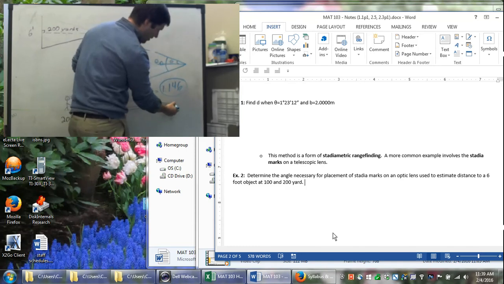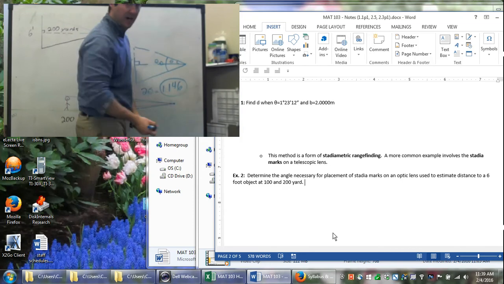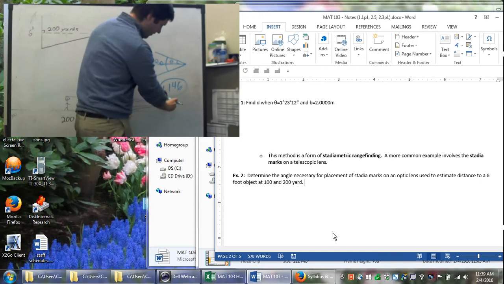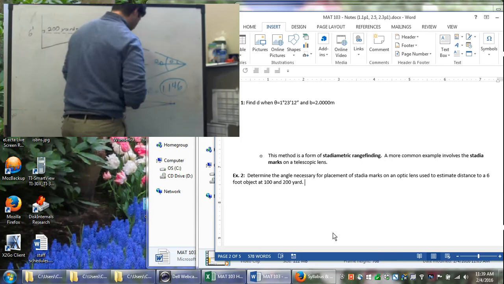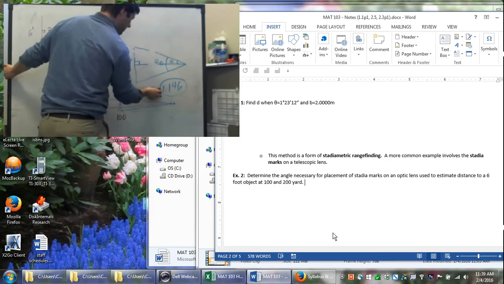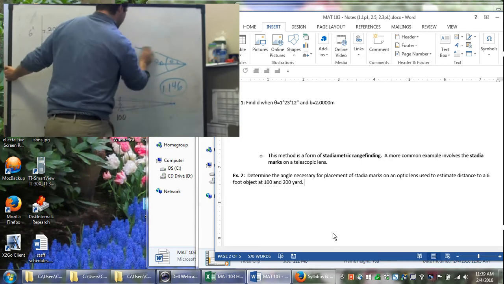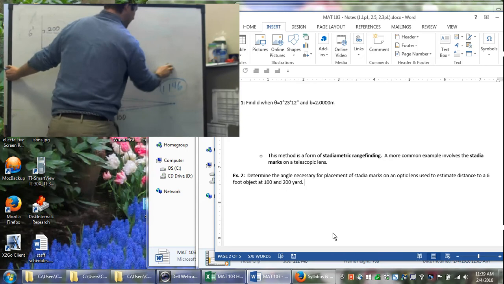Tangent of theta equals 3 over 300. Now, like before, we want to take the inverse function of both sides. On the left, we're left with just our angle. And on the right, we've got that inverse tangent of three over 300.